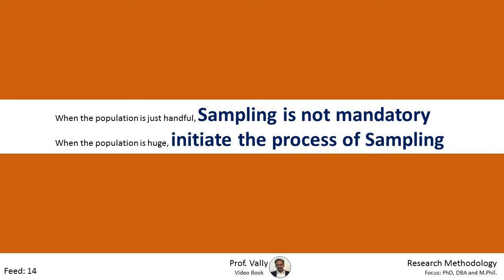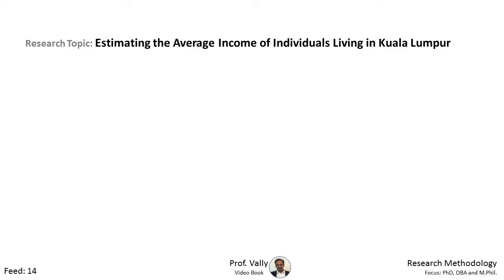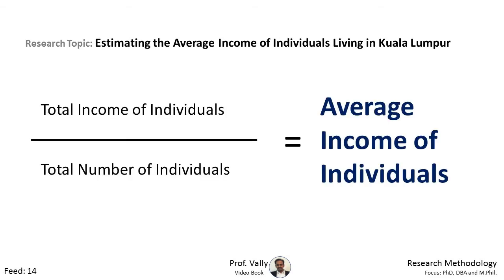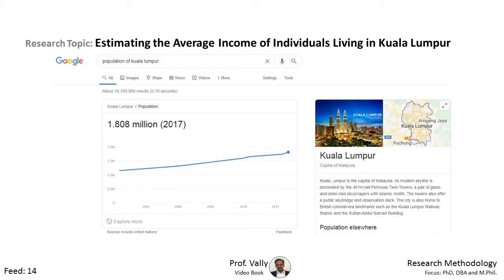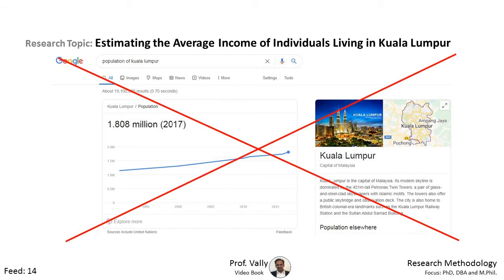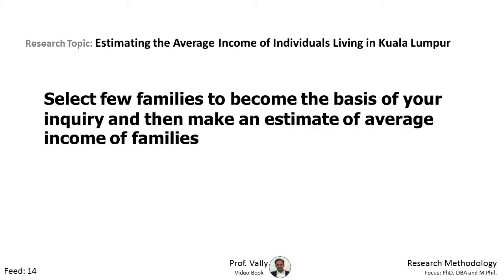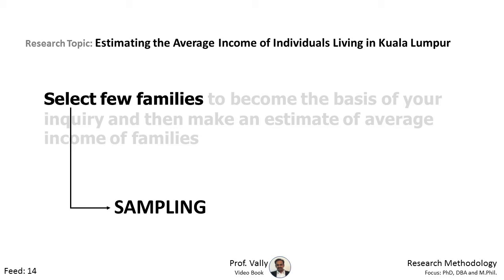Let us take a very simple example to explain the concept of sampling. Assume you want to estimate the average income of individuals living in Kuala Lumpur. First method is to contact every individual in Kuala Lumpur to know their income and then divide by the total number of individuals. This is practically impossible because you cannot contact 1.8 million individuals in Kuala Lumpur. So this is ruled out. The second method is to select a few families to become the basis of your inquiry and then make an estimate of average income of families. This selection process is called sampling.